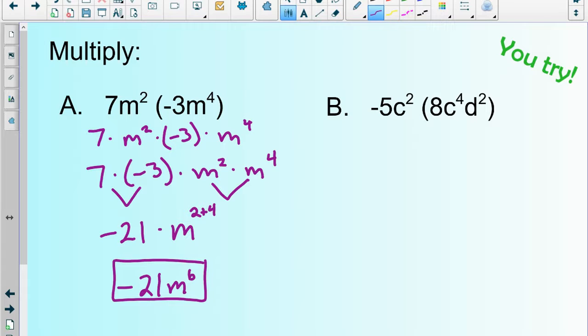I definitely encourage you to pause the video. Try example B on your own. When you're ready, click continue and see how you did.